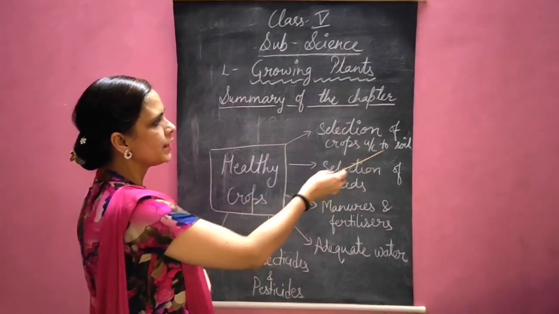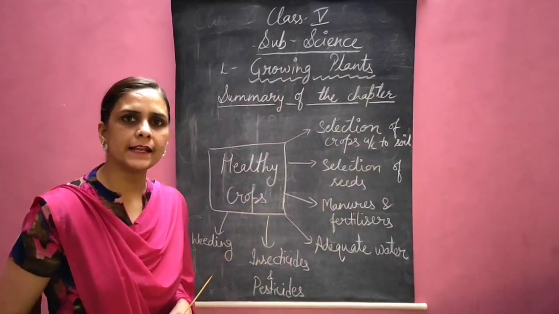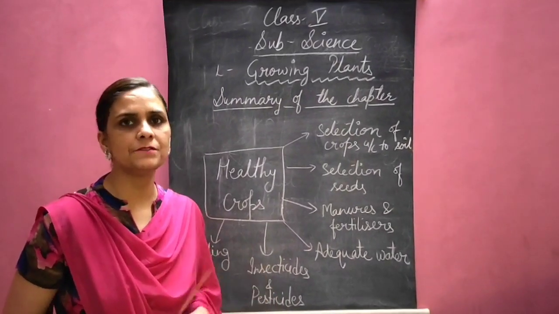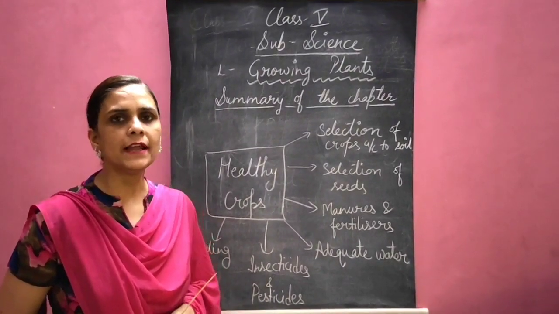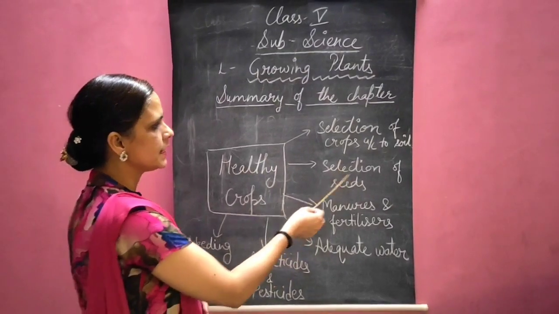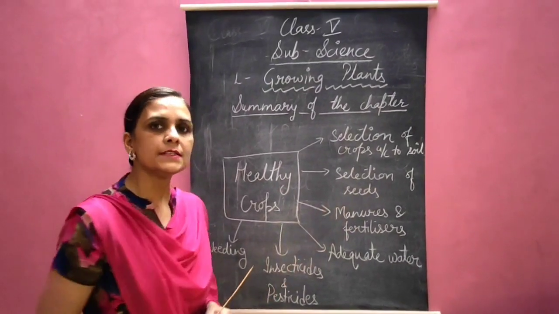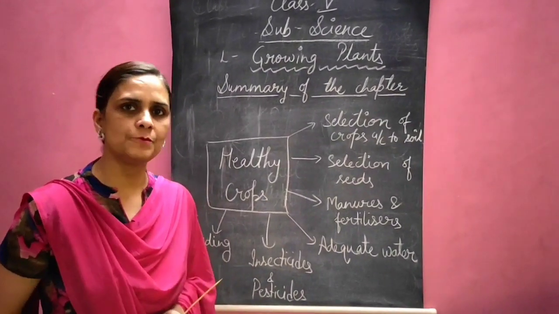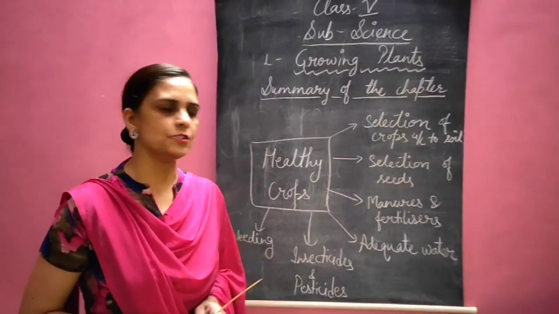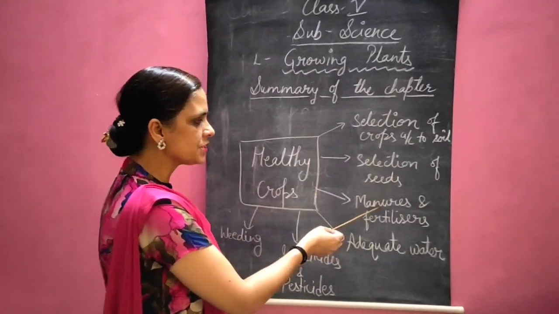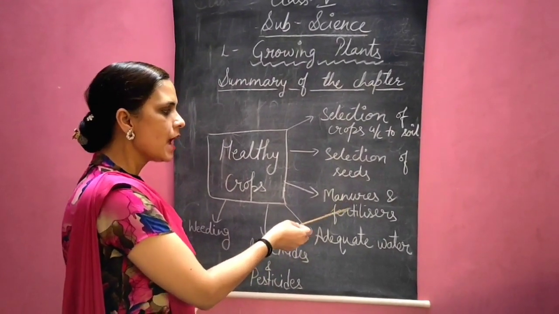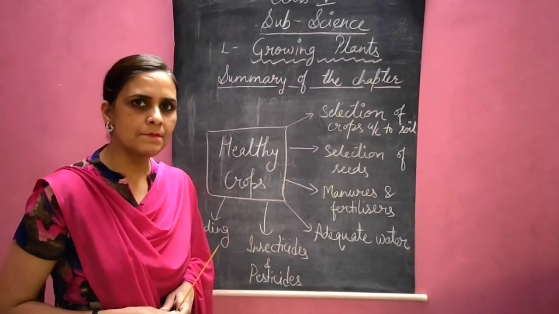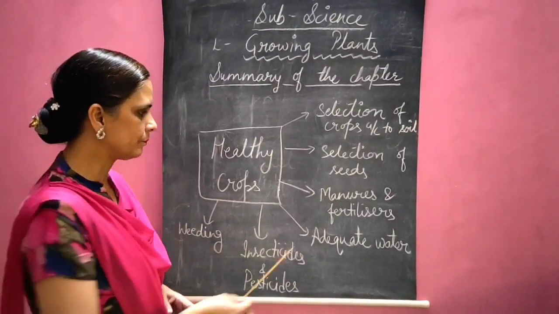Selection of crops according to the soil. If we select the type of crop according to the soil which is good and beneficial for that crop, then we will get healthy crops. Selection of seeds. If the seeds are of very good quality, obviously the crop yield will also be high and good. Providing manures and fertilizers in adequate amounts, as per the requirement of the field, will help us to get healthy crops.